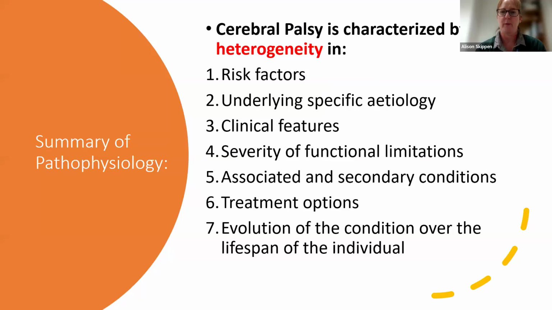So cerebral palsy is quite heterogeneous. There are different risk factors, which we've gone through, and there can be a different underlying specific etiology. And you have your clinical features, and then you've got your severity of functional limitation, which will grade a bit later. I'll show you different ways that they grade cerebral palsy. And then there can be associated and secondary conditions because of the cerebral palsy, which we're going to talk about. And then there's treatment options. And then there's evolution of the condition over the lifespan of the individual as well.